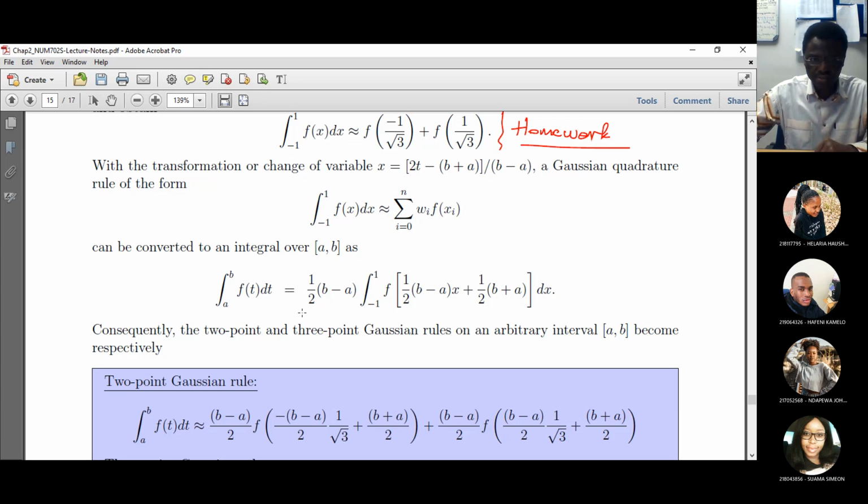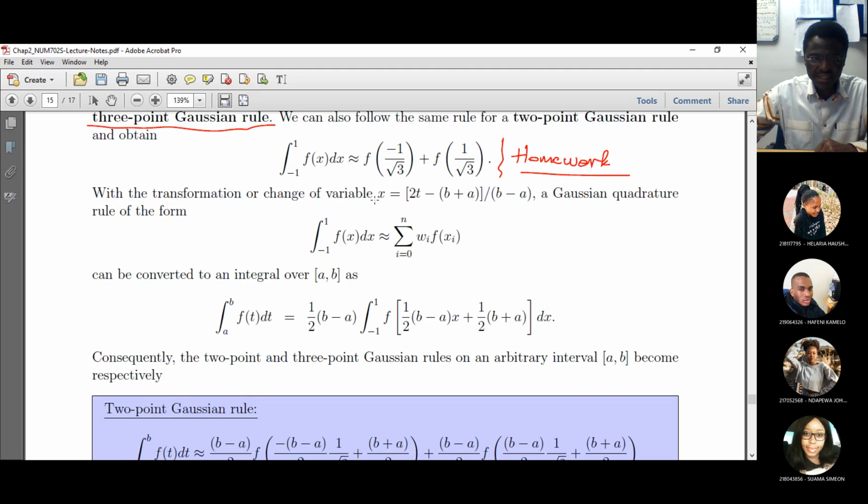Sure that the time is against us, otherwise I would have done this for you to see, but I encourage you to do that. Take this as your new x. This x is in the interval -1, 1. And then, okay, let's look at this. You see that we want it to be in the interval a, b, right? And this is the change of variable. You can see it from here.